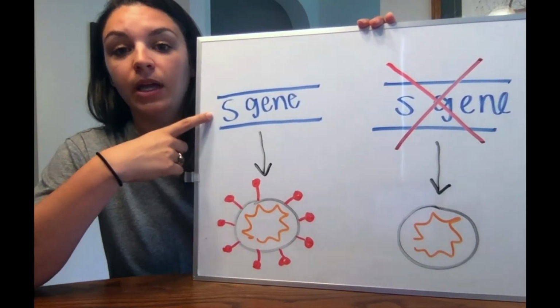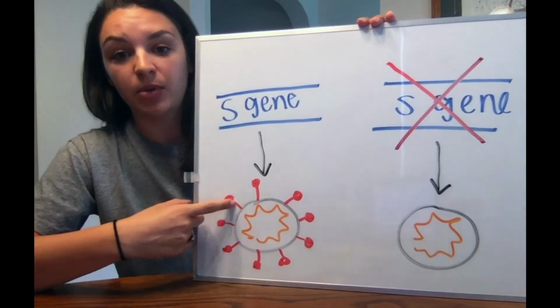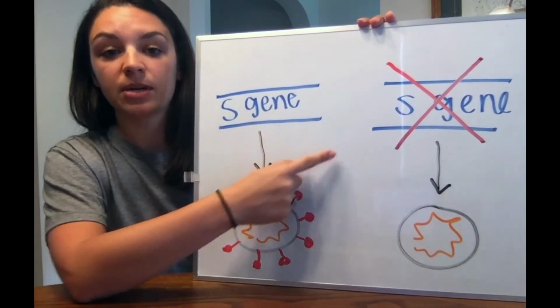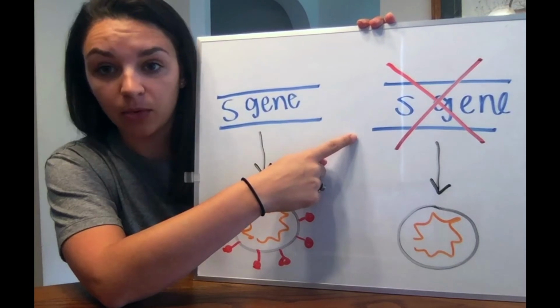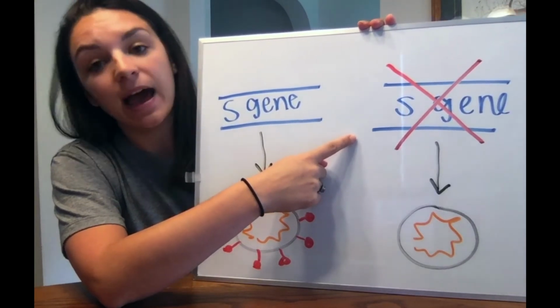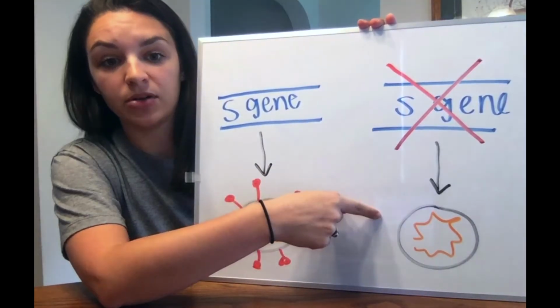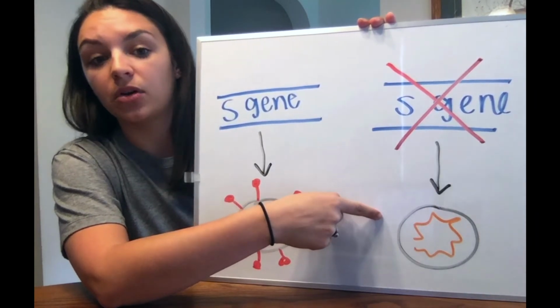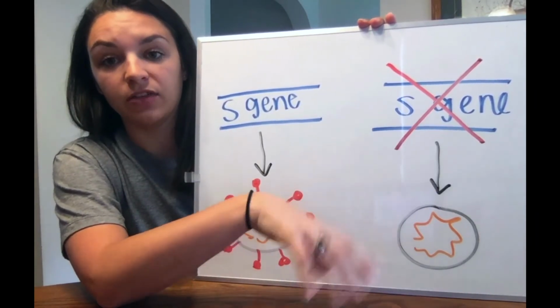And so when there is the S gene present, the spike proteins will be present. If for some reason this S gene is not available or it is taken out of the viral genome, no spike protein will be translated. Therefore, the virus will not be able to infect the human cell.